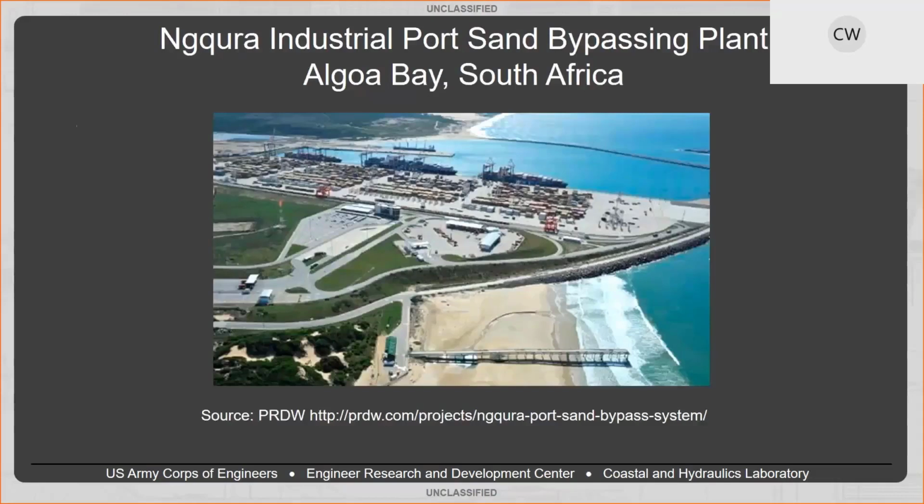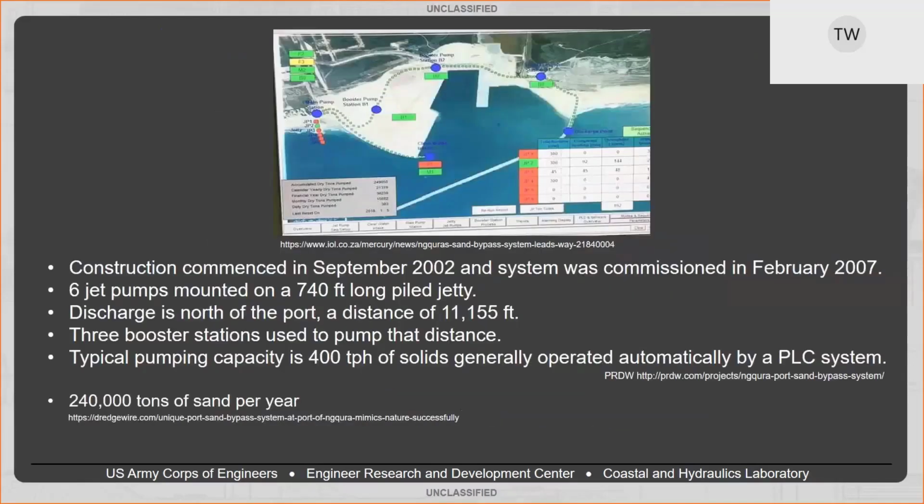All right. Now, we just recently found out about this as we're boring down into the Tweed River plant, that there is even a smaller jet pump installation on a piled jetty at Nakura Industrial Port Sand Bypassing Plant in South Africa at Algoa Bay. As you can see in the picture in the foreground, you can see the jetty with the jet pumps on it, where in this picture it's not so good, but I pulled it off the internet.